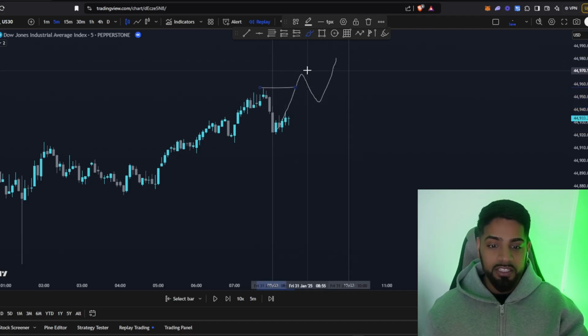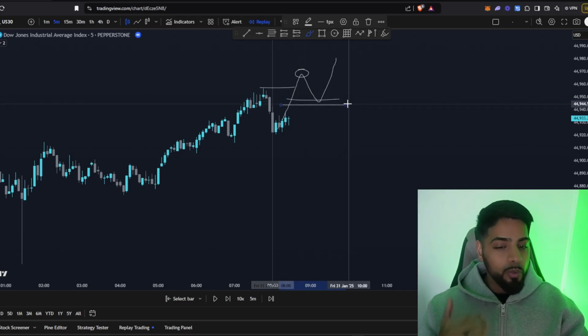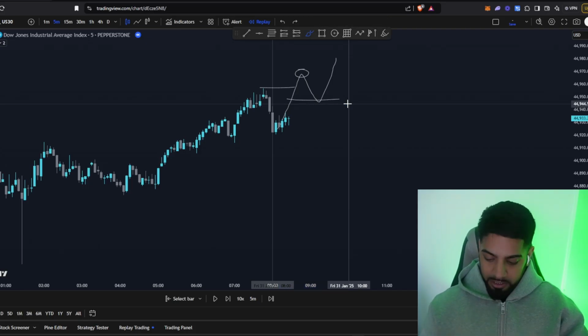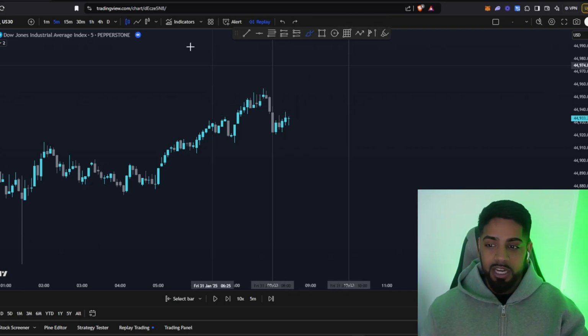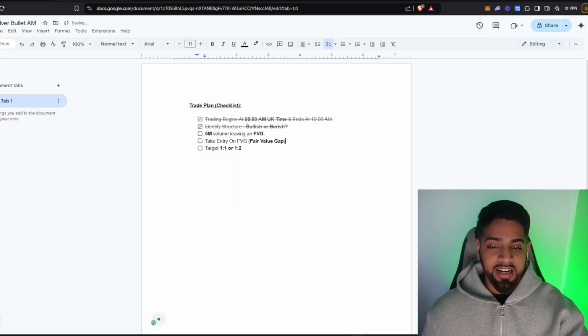We want a break of this high, put in a brand new higher high, and then we're anticipating getting in on that higher low. All we're doing is continuing with the trend because, as they say, the trend is your friend. So all we want to do is make sure that we've identified the trend correctly. So now that we've done that, we can now go back to the checklist and tick off that we've identified our structure, and that structure is currently bullish.